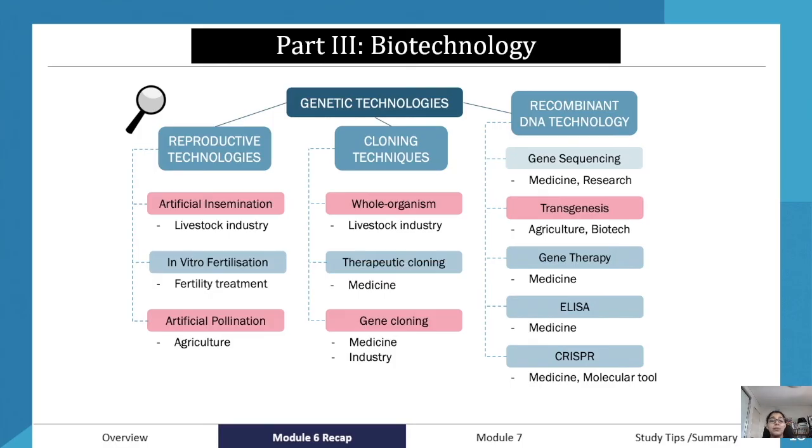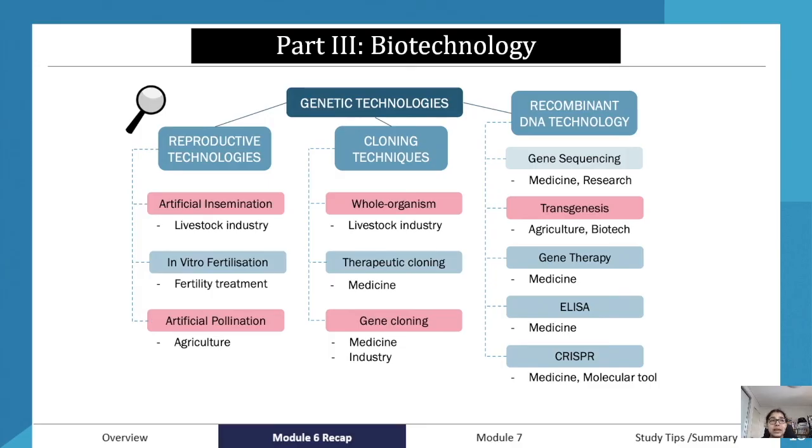We also have therapeutic cloning, which is happening in medicine, again a field that is still being researched and explored. Finally, we've got gene cloning, which is happening in both medicine and industry. So like I said, the ones in pink are the ones that are highlighted in the syllabus, so you definitely need to know those. And the ones in blue, of course, are extra examples that I still think you should know, just in case you get a question where you don't want to keep talking about one thing and you can bring in other relevant examples.